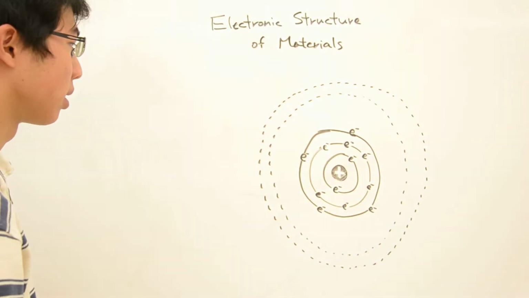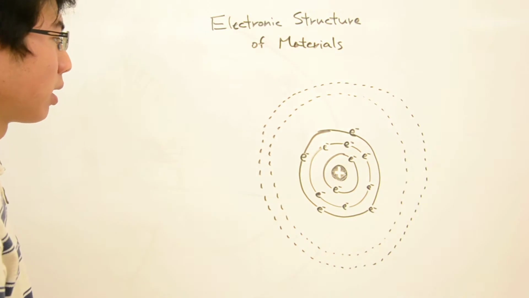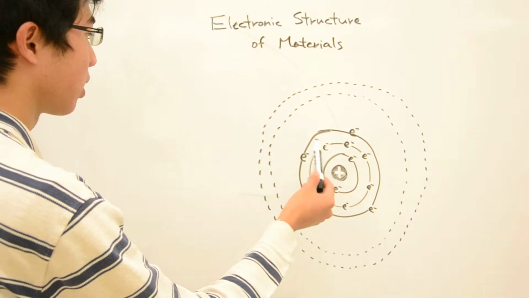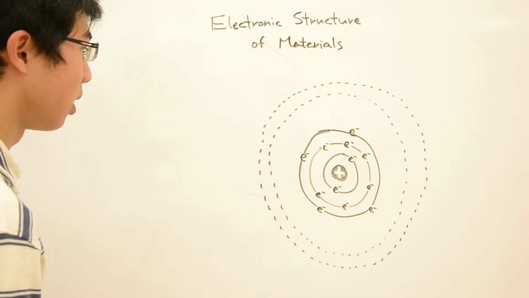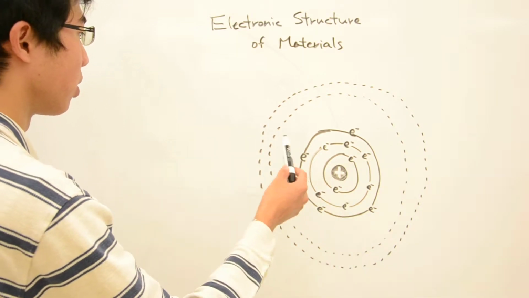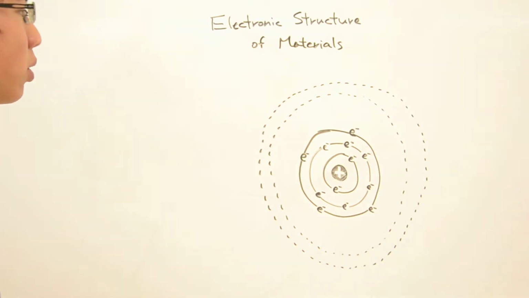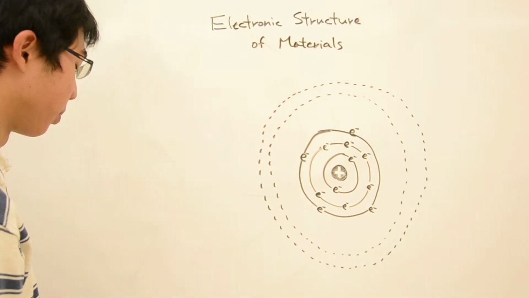According to quantum mechanics, there are only fixed energy levels where these electrons are allowed to exist. And these are the ones currently populated by these electrons. But beyond these energy levels, outside of the atom, there are also other energy levels where the electrons are also allowed, but there are just not enough electrons to fill them.